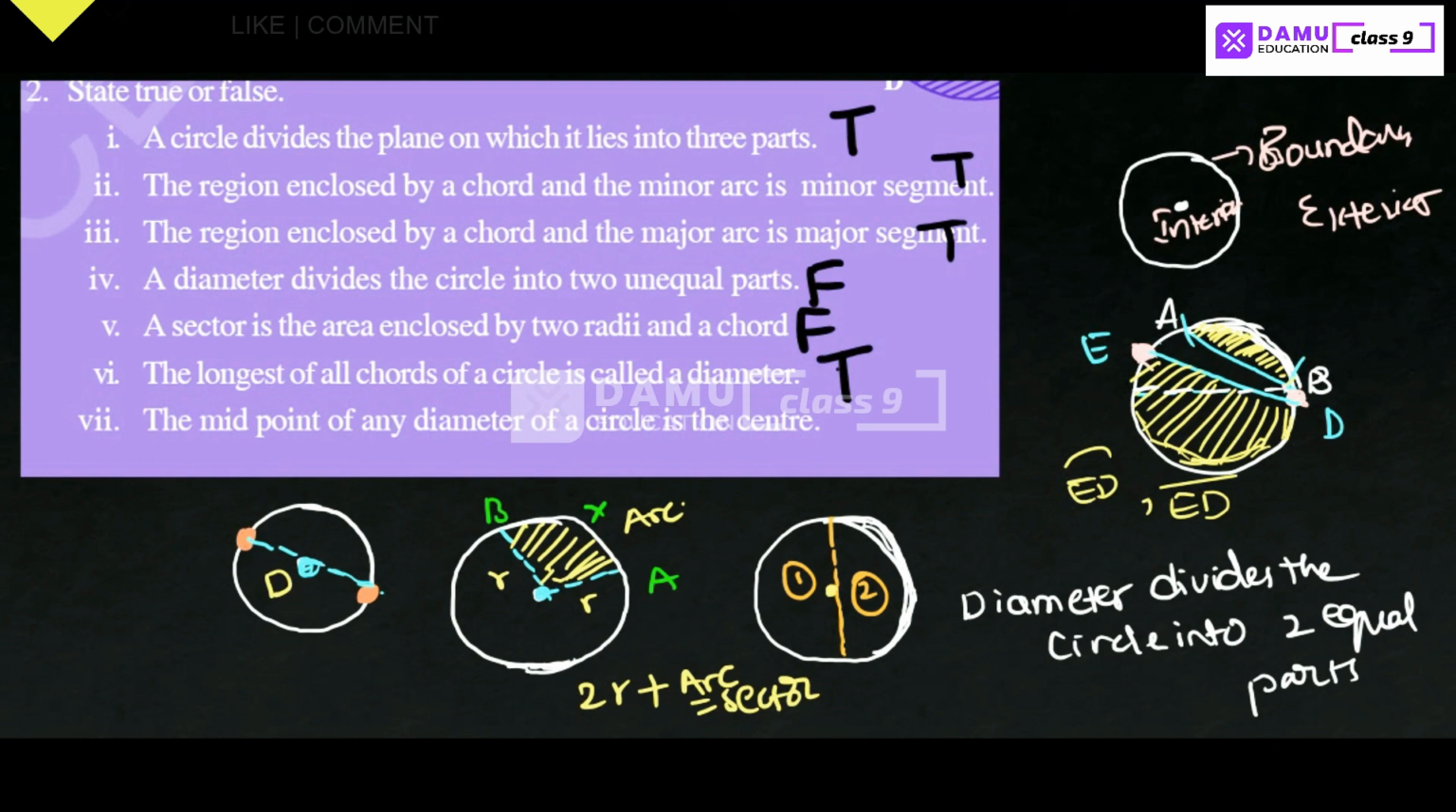That is true, the longest of all chords. Our chord may be like this also, the 2 points joining like this also. But the longest one is where these 2 points are joined through the center. We can call it the longest chord is equal to the diameter. You can take it like this also. Yes, it is true. Next one, our last one: the midpoint of any diameter of a circle is the center. Yes, exactly.